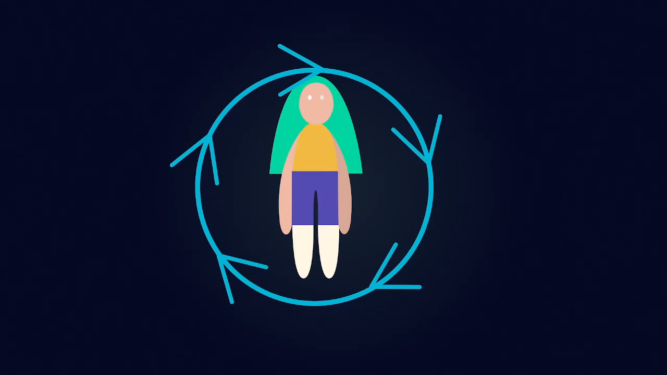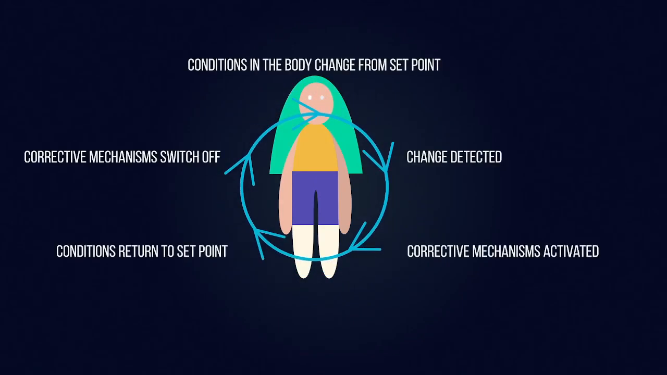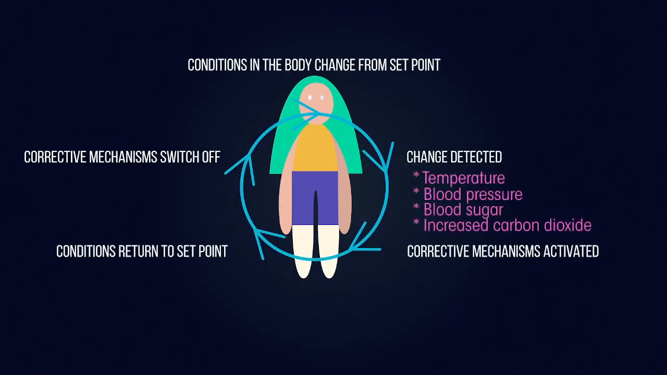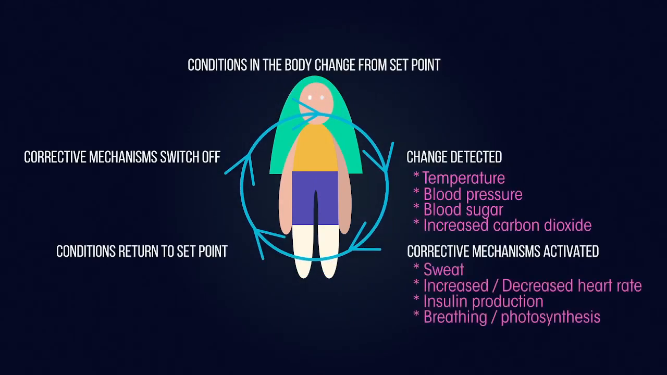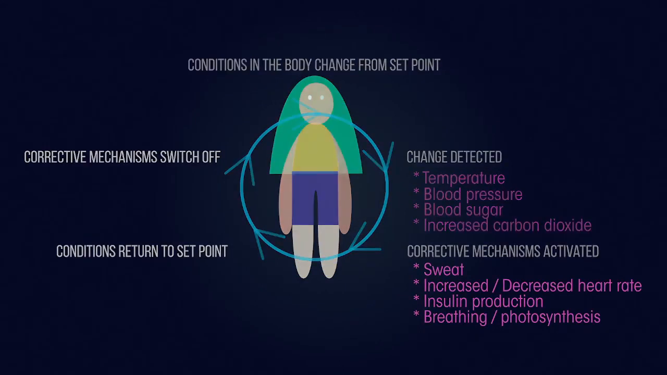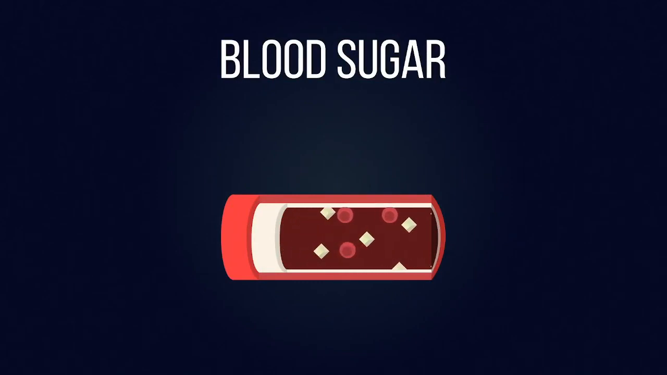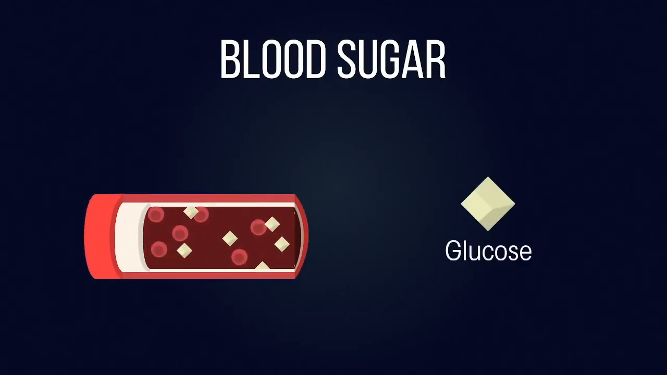Now let's look at an example to see what kind of correction mechanisms we have within the body. Different types of stimulus will trigger different responses. We're going to look at blood sugar levels in more detail. We need glucose in our bloodstream for respiration, but too much or too little can be dangerous. This is where negative feedback comes in.